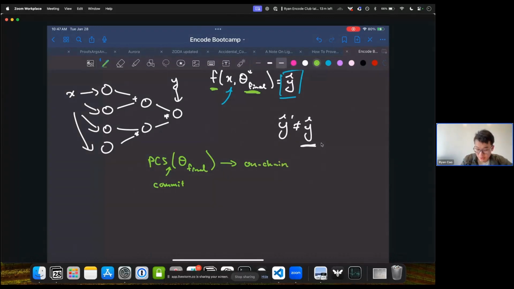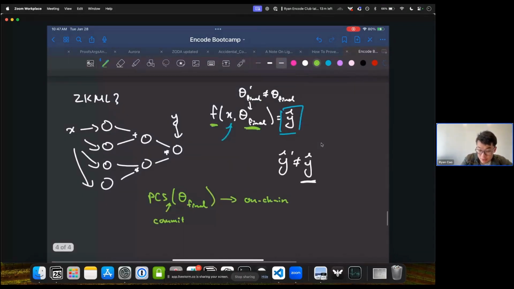And then later, when you're trying to show that this inference process happened correctly, you will generate a proof. So you'll generate a SNARK for this particular circuit, which represents the machine learning model. During the proving process, you will have something like pi, comma, x, comma, y hat. And this tuple is another thing that you'll send on chain.